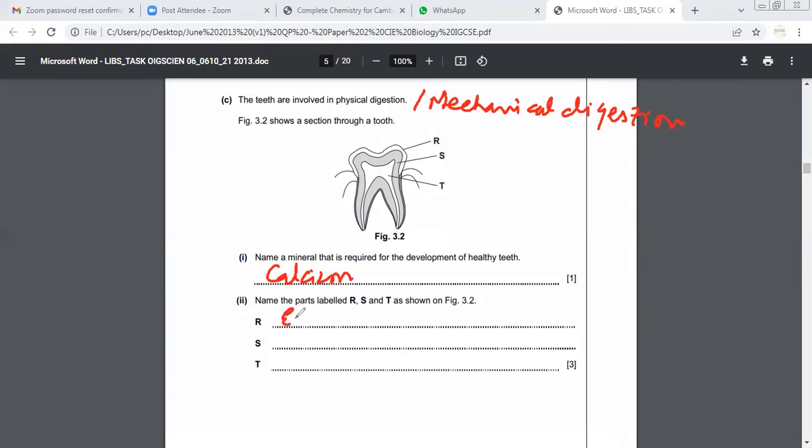R is the enamel, S is the dentine, soft bone, or a bony structure, and T is the pulp or cavity where blood capillaries are present.